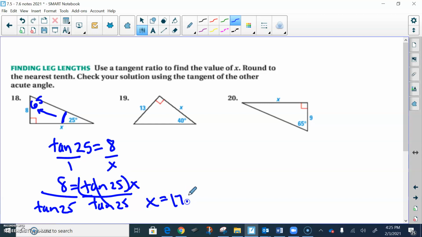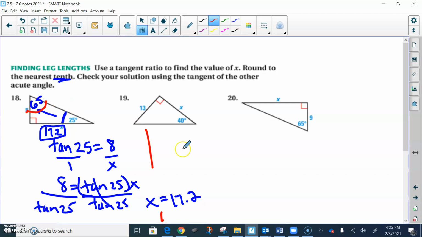We're going to round to the nearest tenth. Does it tell us to do that? Yep, right there. Okay. And that seems like a reasonable answer. We knew it was going to be bigger than 8. And what the directions are telling us here is find it from the other acute angle. You certainly wouldn't want to do this all the time. It's a lot of work, extra work. But I just want to show you what it looks like.